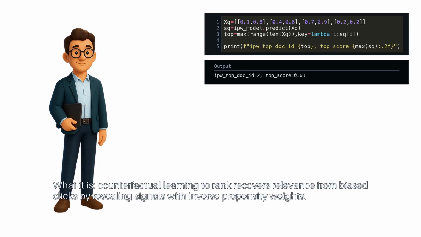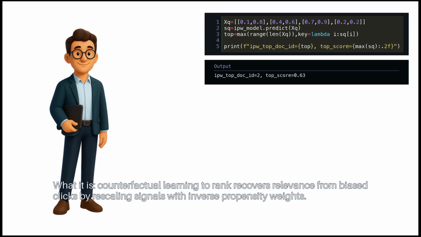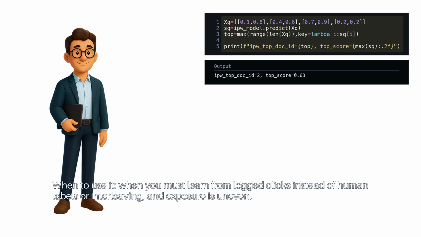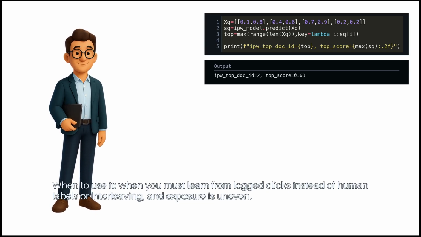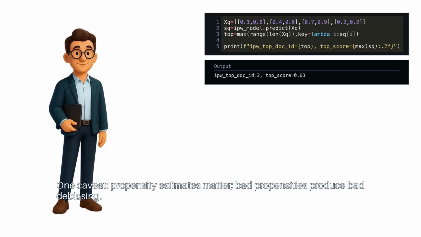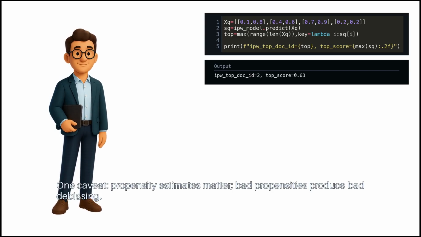Recap: counterfactual learning to rank recovers relevance from biased clicks by rescaling signals with inverse propensity weights. When to use it? When you must learn from logged clicks instead of human labels or interleaving, and exposure is uneven. One caveat: propensity estimates matter. Bad propensities produce bad debiasing.